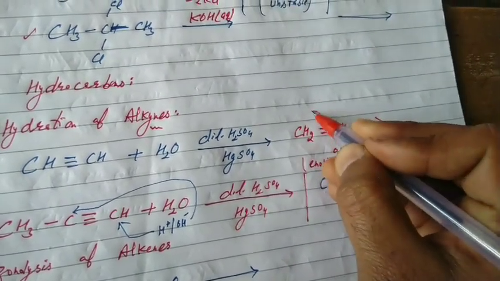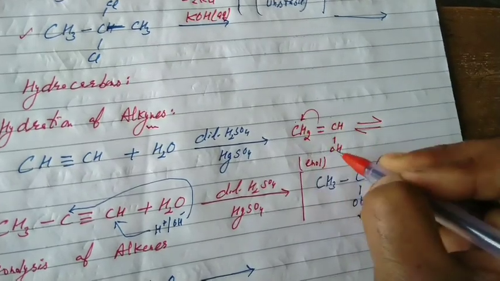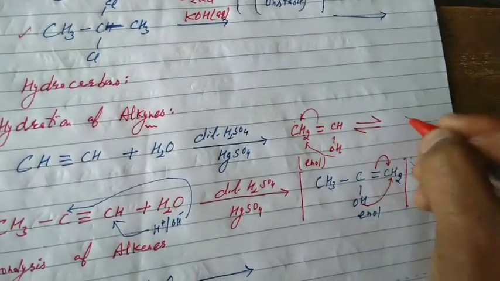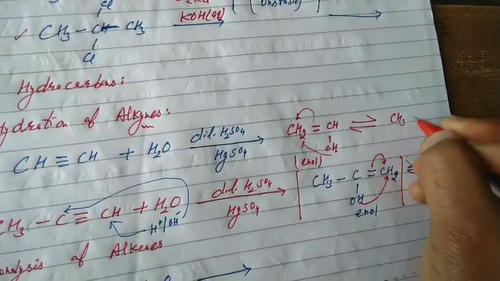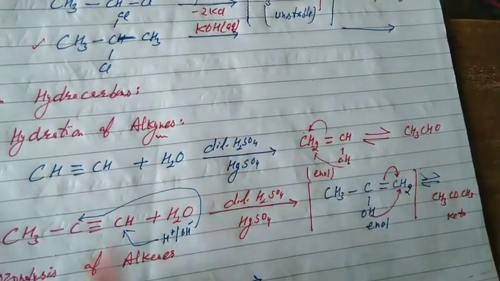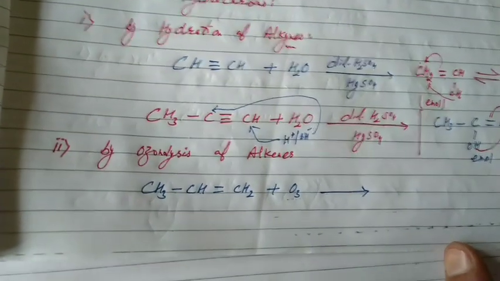The pi electrons migrate to carbon. Definitely it will have a negative charge, and proton migration takes place. What did we get? CH3 single bond CHO. That is hydration of alkynes. Whenever we have to convert an alkyne to a carbonyl compound, students, that is the simple route. Next is ozonolysis of alkenes.